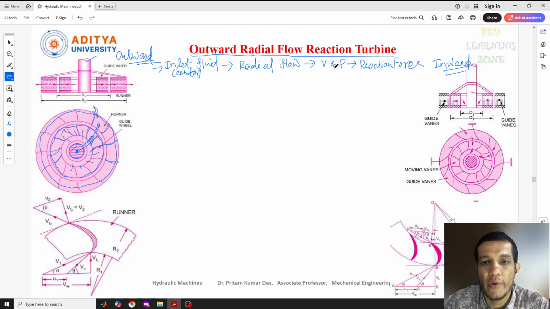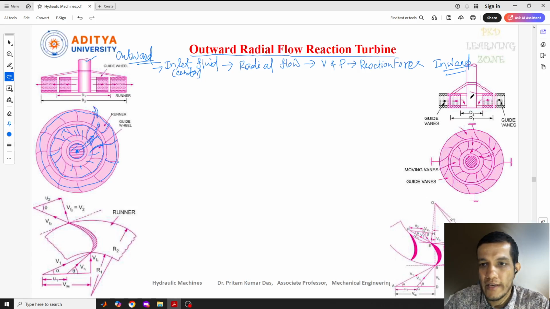When it is going inside through the center, it will have a different pressure. But when it passes through the blade and moves out, as I told you, the fluid started expanding, so pressure started decreasing. This pressure difference will create a reaction force, which makes the turbine start running. So these are some of the steps, as I told you.